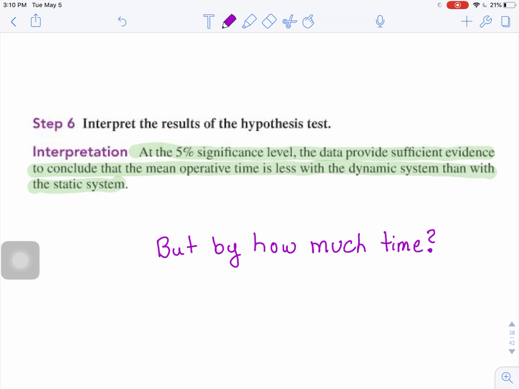If it's by 5 minutes, is it really worth switching everything over to save 5 minutes? Maybe, maybe not. If it's 20 minutes or 40 minutes, is it worth doing that? Well, now we're getting closer to where we might want to consider it.